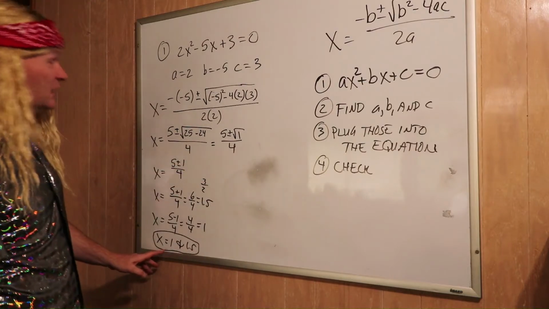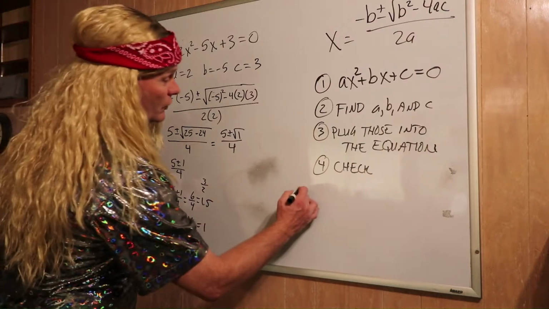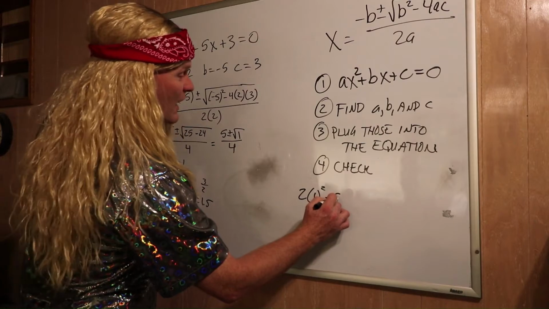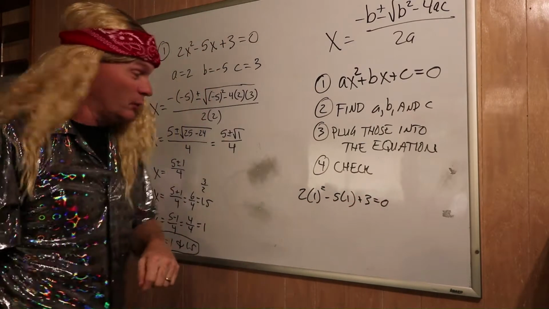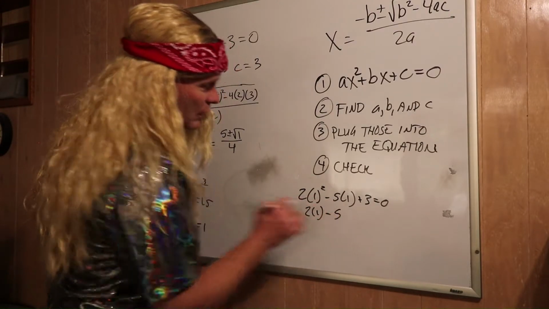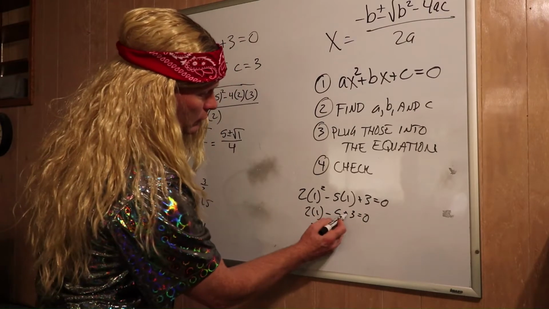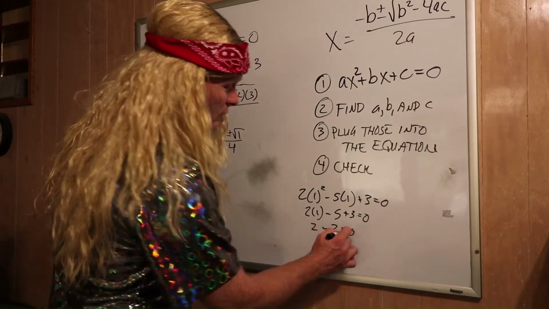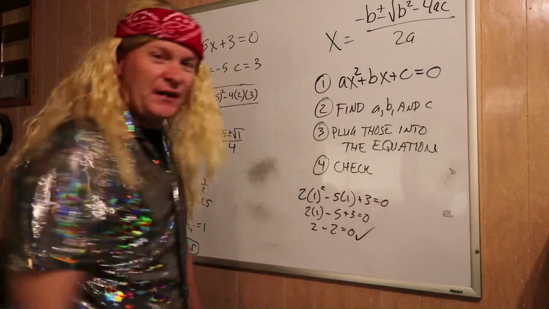Alright, let's check this. I need to put 1 in for x, and it should make this equation true. So 2 times 1 squared minus 5 times 1 plus 3 should equal 0. Let's see. 1 squared is 1. 5 times 1 is 5. 2 times 1 is 2. Negative 5 plus 3 is negative 2. Does 2 minus 2 equal 0? Yeah! Rock on! We got that one right.